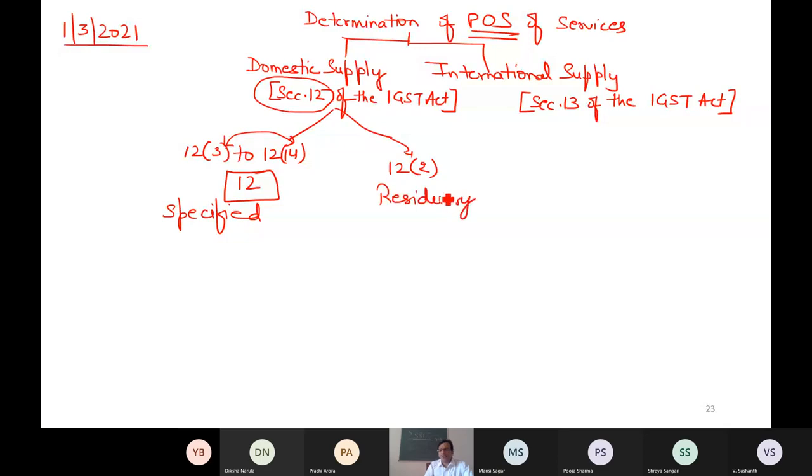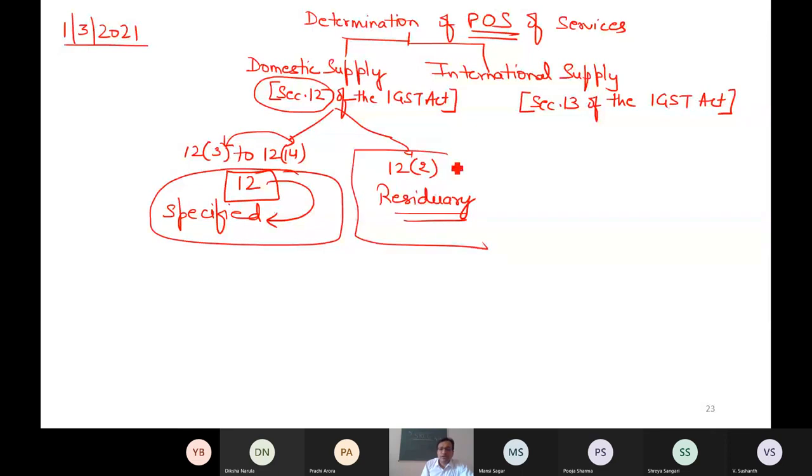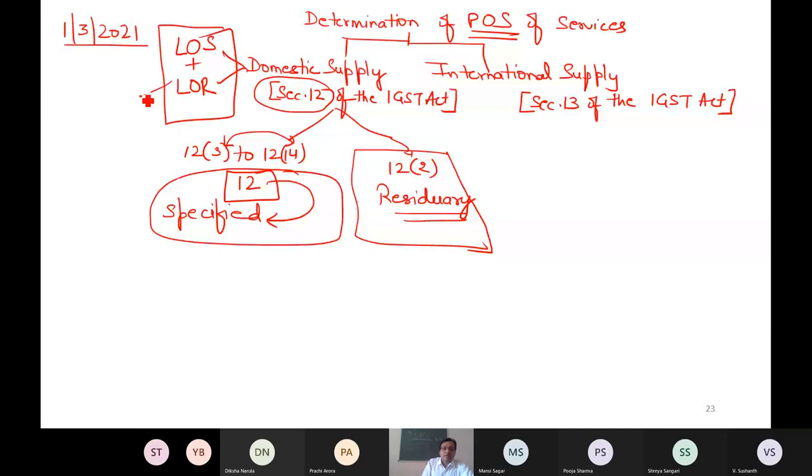There may be hundreds and lakhs of services which can be supplied, but there are 12 special services which have their own rules to check place of supply of those services. Any service where the supplier as well as the recipient is in India, and if that service is not covered in these 12 categories, then by default I will call that service a residuary service, and I will apply section 12 subsection 2 to determine the place of supply. So domestic supply is of course when location of supplier plus location of recipient, both are in India. I hope the point is clear.